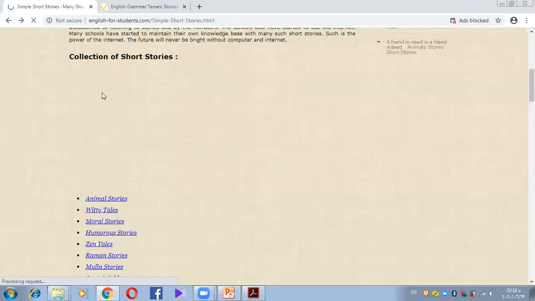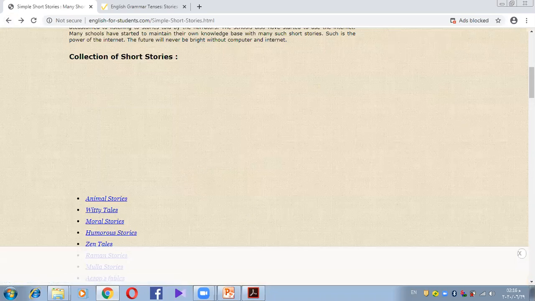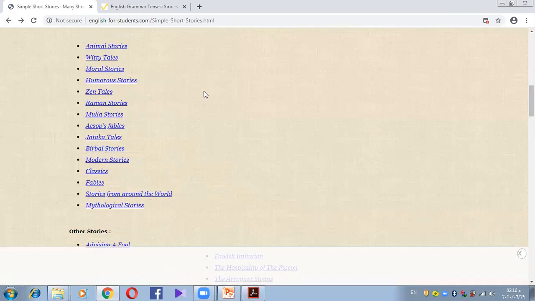Okay, it's divided into, as I told you, animal stories, humorous, funny. Okay, fables. Okay, classics, modern. So any type of stories.